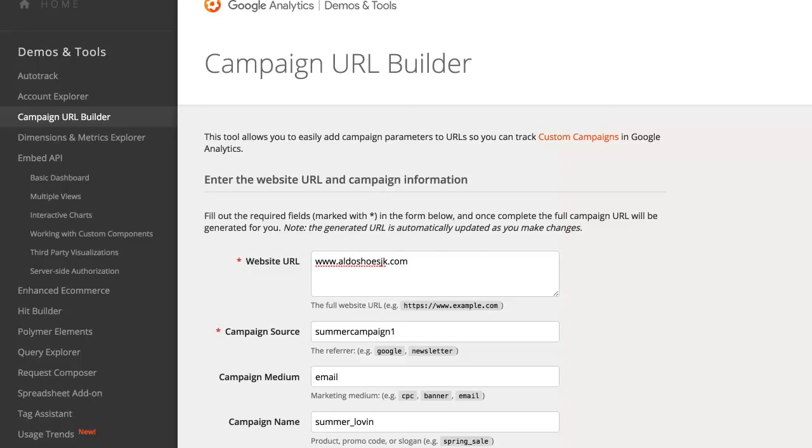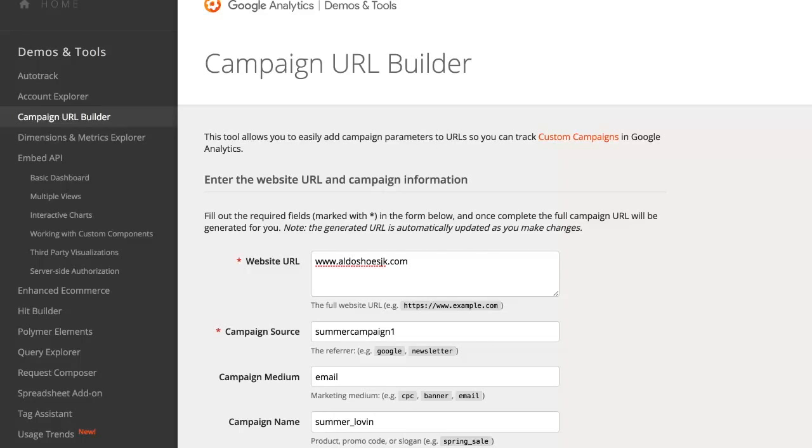So the first of the 5 is source. This will help you identify the advertiser, site, or publication that is sending traffic to your property. An example would be an influencer's blog post, a Facebook post, or your newsletter. These would all be identified as different sources, or you can set them to be identified as different sources, I should say. The next is the medium.